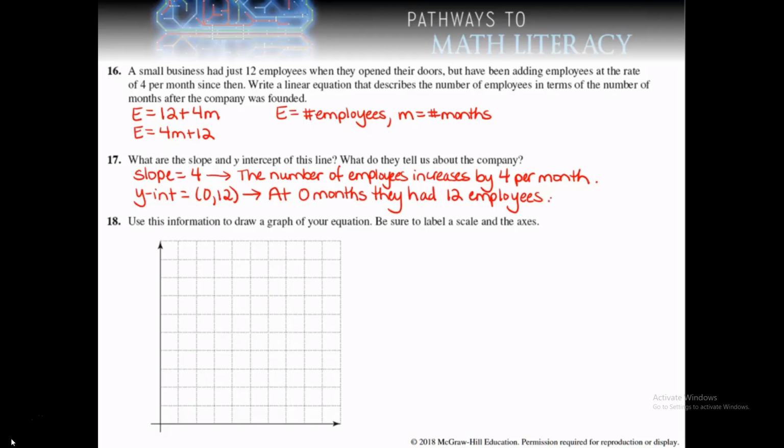And then we can use the equation in 18 to draw a graph. So first I'm going to label my axes. The horizontal axis is the number of months that have passed, and the vertical axis is the number of employees. So when we have an equation like this with mx plus b, we can start with the y-intercept, which is (0, 12). And then the slope tells us that every time I move over 1 month, the number of employees is going to increase by 4. So at 1 month, employees will be up to 16. And after 2 months, employees will be up to 20. And so on. I've got enough points already there to go ahead and connect those points and create a line.